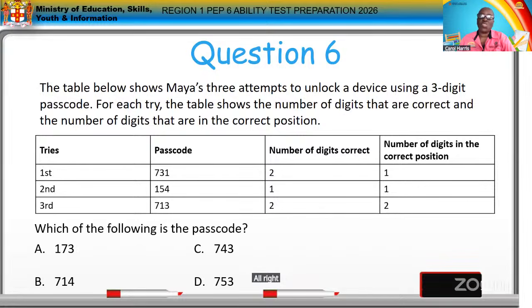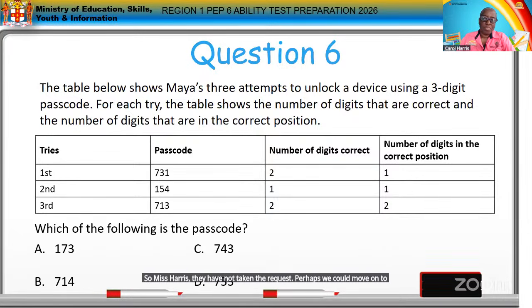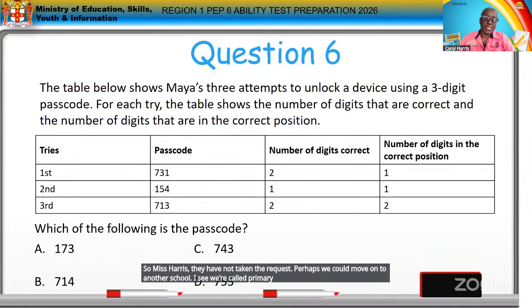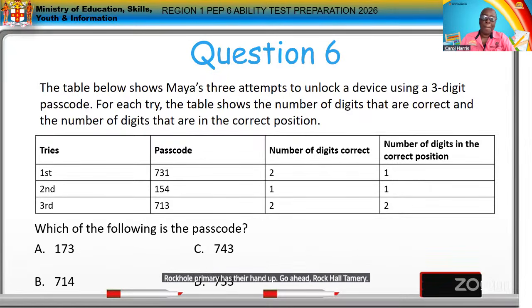I'd like for you to walk us through how you arrived at your 753 before we move on. So, Ms. Harris, they have not taken the request. Perhaps we could move on to another school. I see Rockall Primary. Rockall Primary has their hand up. Go ahead, Rockall Primary, you may unmute. Rockall Primary can unmute and answer, please.